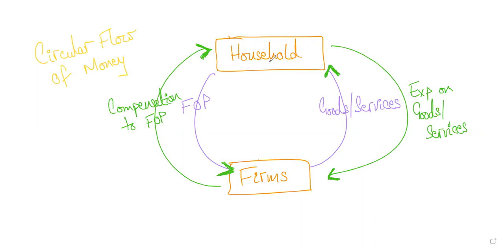So the two sectors that I've listed on the screen right now are the households and the firms. Who are households? The people like you and me, right? We provide the factors of production. What are the factors of production? Land, labor, capital, and enterprise. You know this, right? These are the factors of production that households provide to firms.